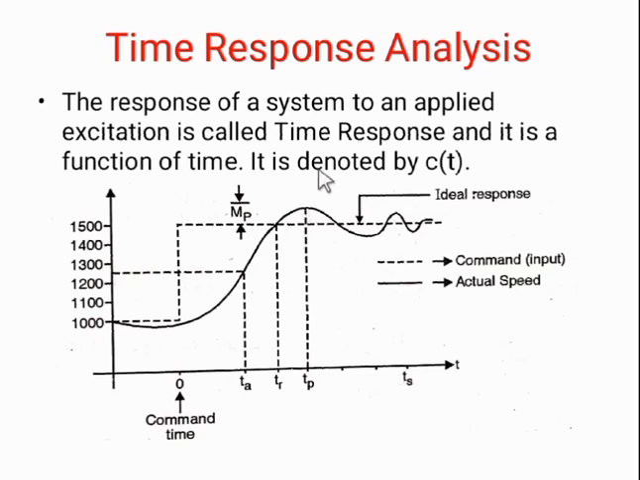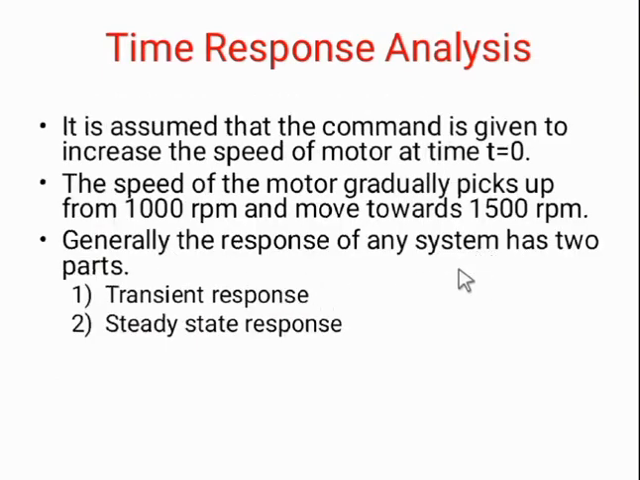So the time response analysis is divided into two parts. Before the Ts time period is known as the transient period, and after the Ts time the desired output is obtained or the system becomes stable; this is known as the steady state time. So generally the response of any system has two parts. One is the transient response and the second one is the steady state response. Transient response is the time before the system gets to steady state, and after the transient period, the further period is known as the steady state time.